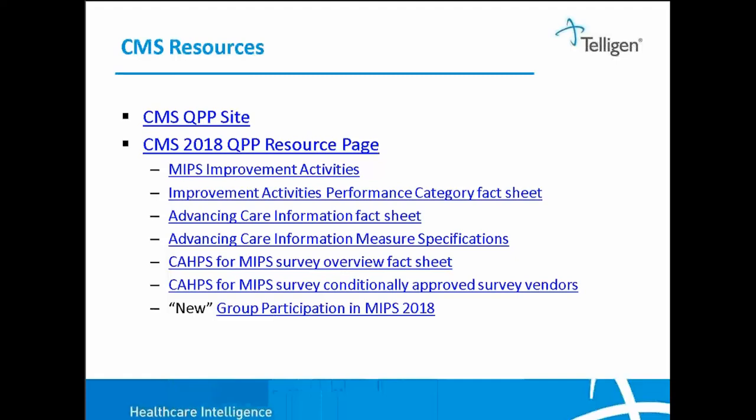The cost category is not weighted for your final score for MIPS for the Track 1 ACO, because CMS feels like you're already being evaluated for cost for your participation in the Medicare Shared Savings Program, the Advanced APM or the APM. So cost is not taken into consideration for the score.